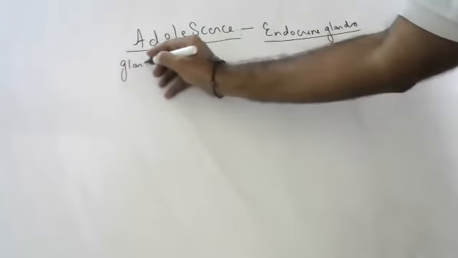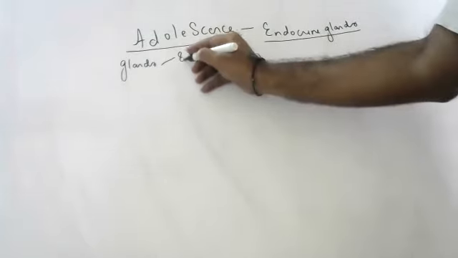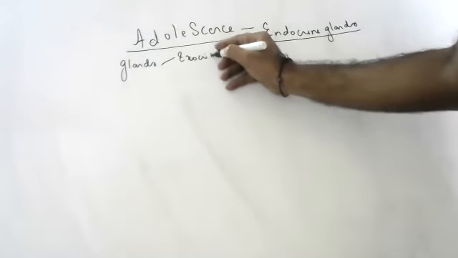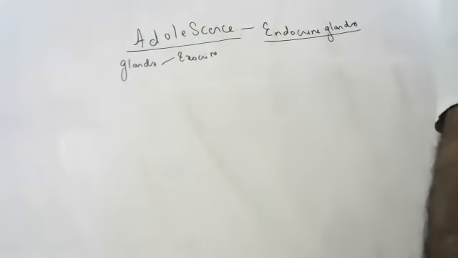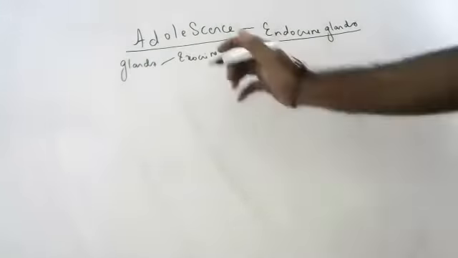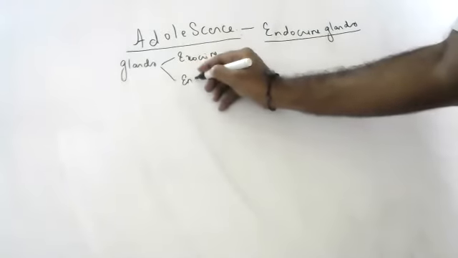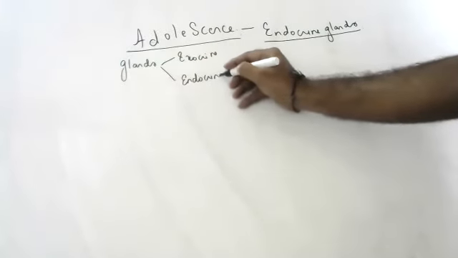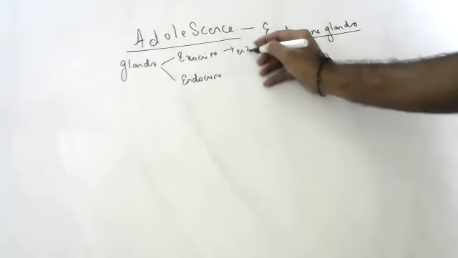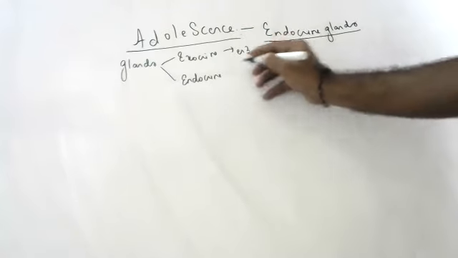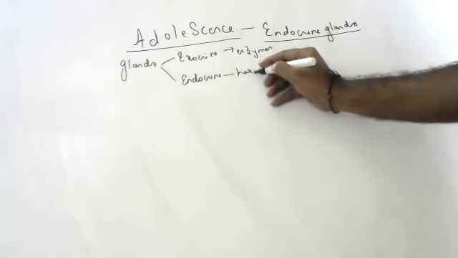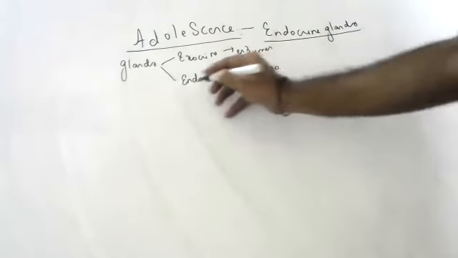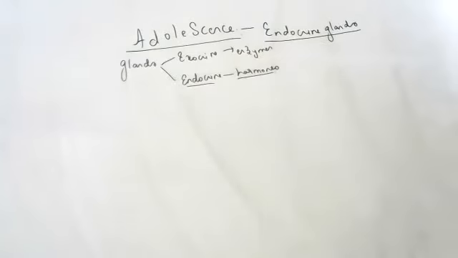See, children, in our body there are two types of glands: exocrine glands and endocrine glands. I hope everyone is copying. Please copy. Exocrine glands secrete enzymes, children. Endocrine glands secrete hormones. Today, I am going to discuss both endocrine glands and hormones.